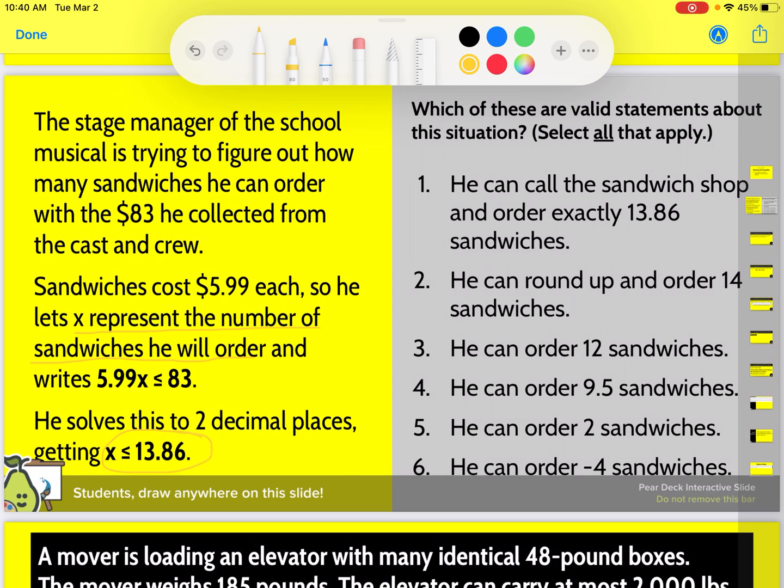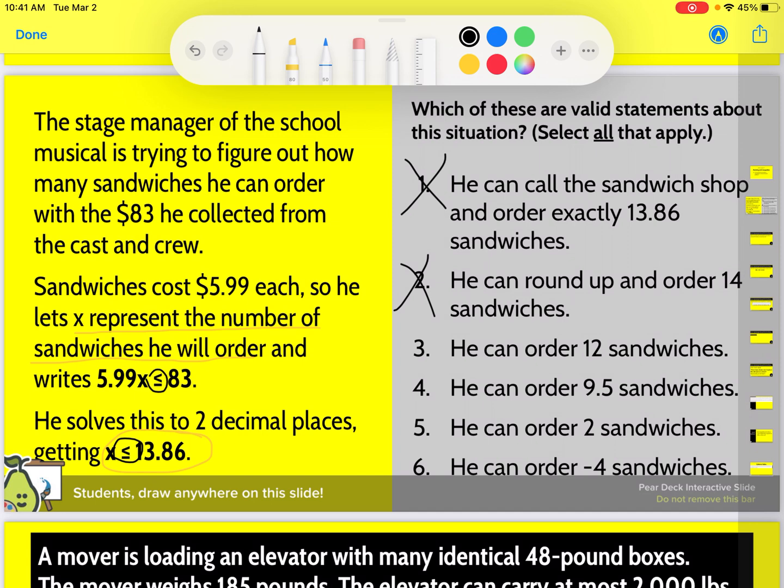So they're telling you what the answer is. Now you have to figure out which of these are valid statements about the situation. He can call the sandwich shop and order exactly 13.86 sandwiches. Well, no, you can't order part of a sandwich. He can round up and order 14 sandwiches. Well, he has to have less than that, right? He doesn't have enough money to buy 14 sandwiches.